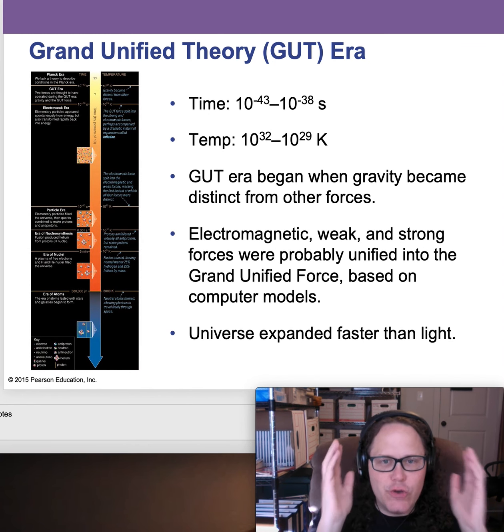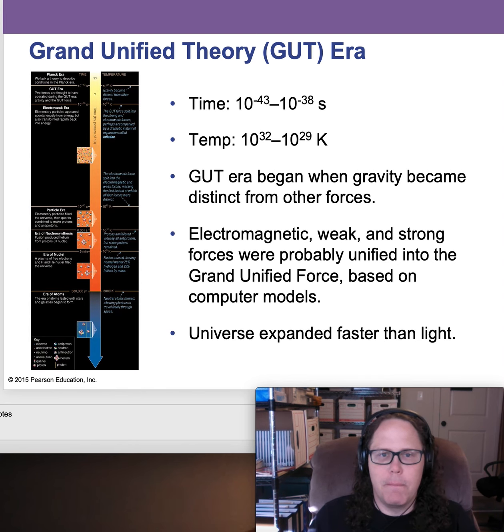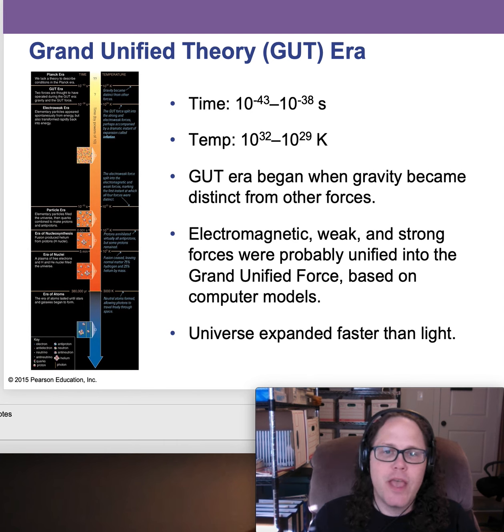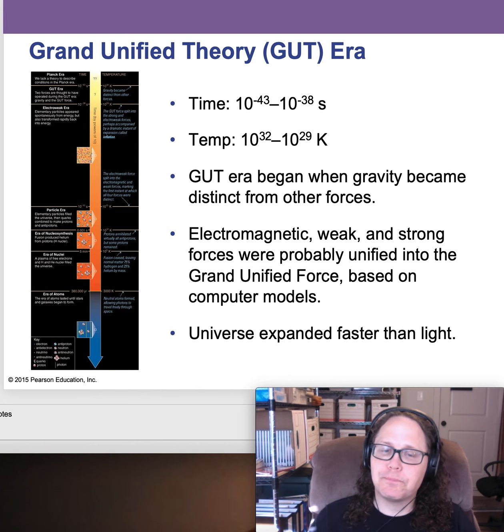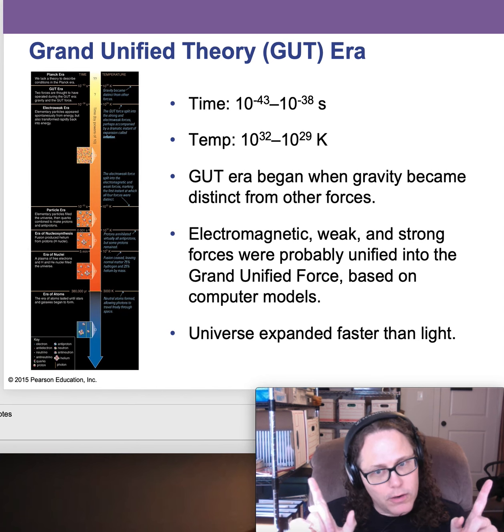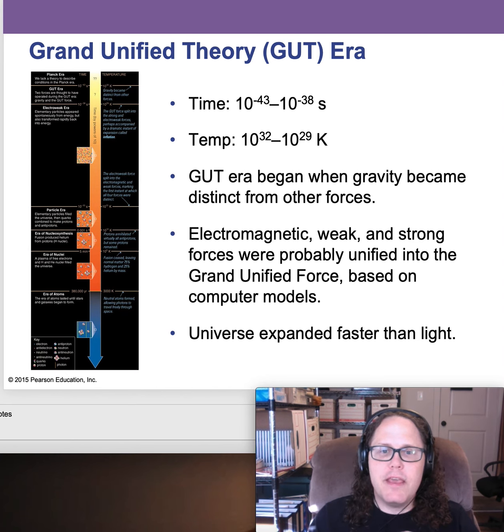The Grand Unified Theory era, the GUT era. From 10 to the minus 43 seconds up to 10 to the minus 38 seconds. That's 0.37 zeros and a 1 seconds. At this time, the universe very rapidly cooled from 10 to the 32nd degrees down to 10 to the 29th degrees. Gravity is distinct from the other forces, but according to computer models, which is all we have for this era, the electroweak and strong forces were combined into the grand unified force.